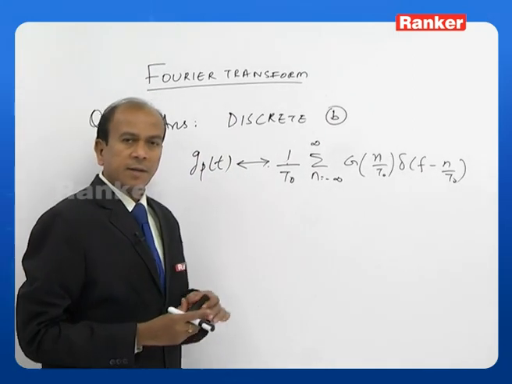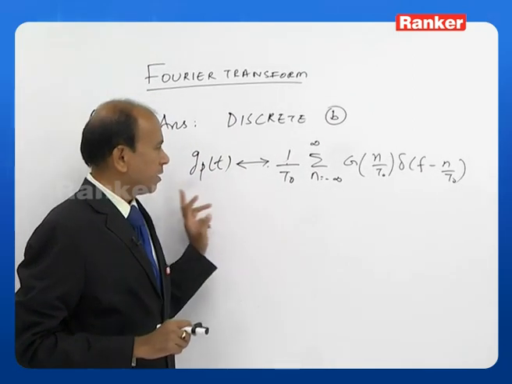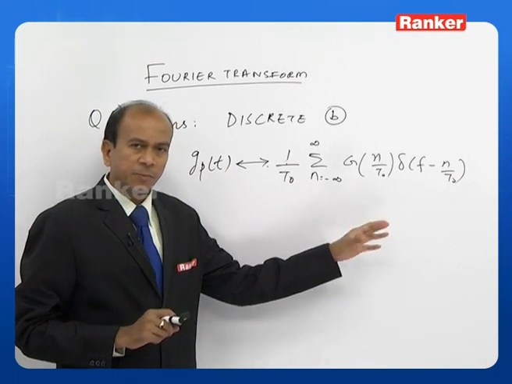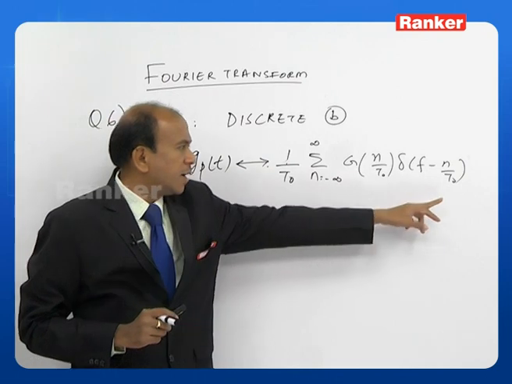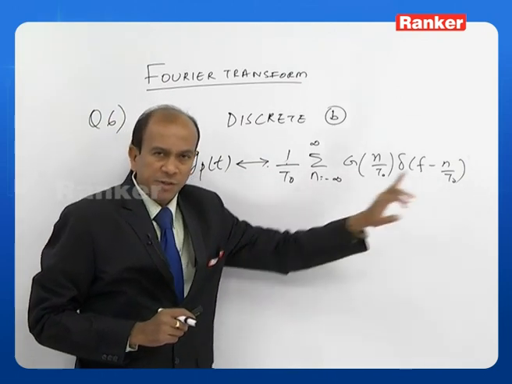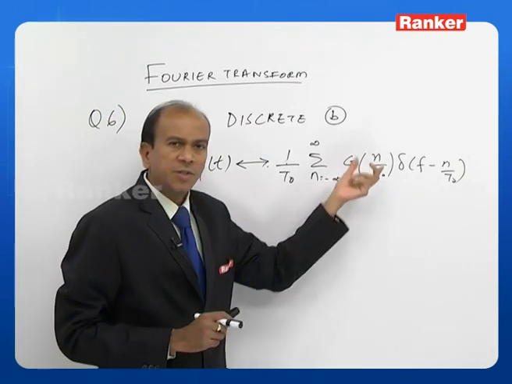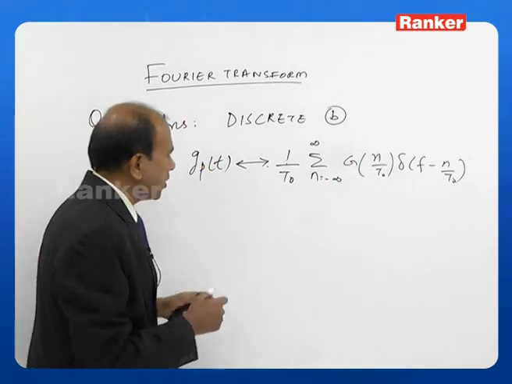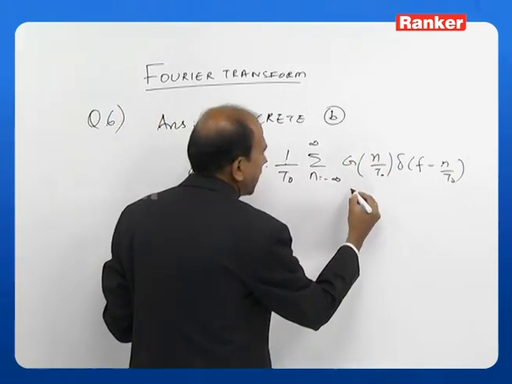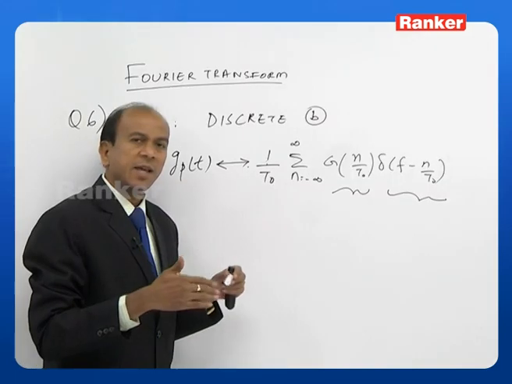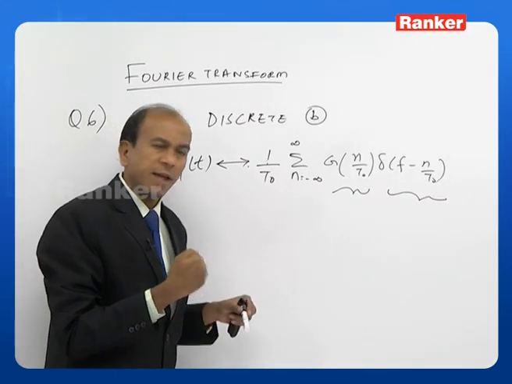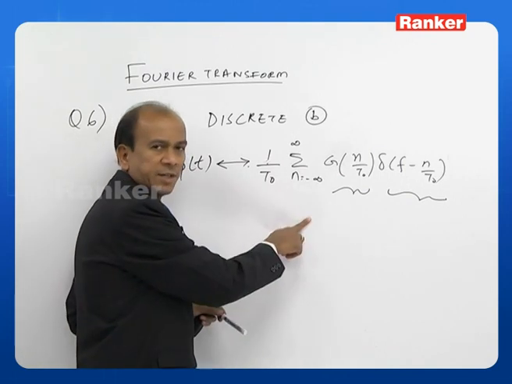As you see here, the Fourier transform is a summation which extends from minus infinity to plus infinity of delta functions which are scaled by a factor g of n by T0. So this is a scaling factor, and these are the delta functions which exist at, let us say, n equal to 0, 1, 2, 3, like that. So this is a discrete function.